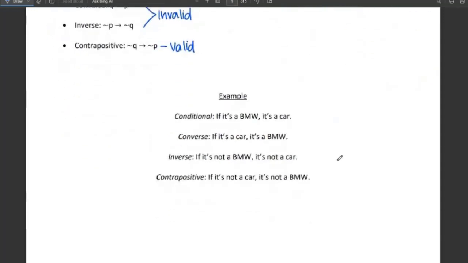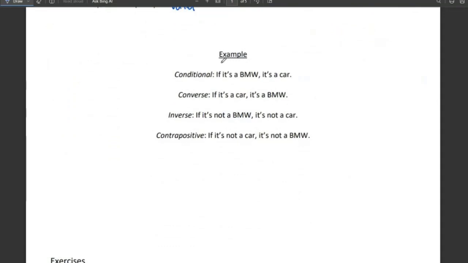So let's look at an example. Our example has the conditional statement as if it's a BMW, it's a car. So if I was to just label this with P's and Q, we would have if P, then Q. We could just name them those. If it's a BMW, it's a car. So this statement is valid because it's our given statement.